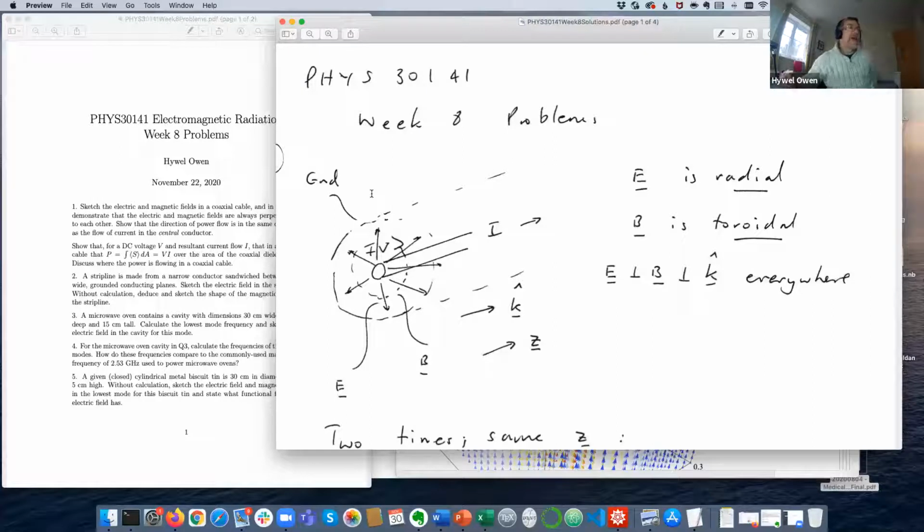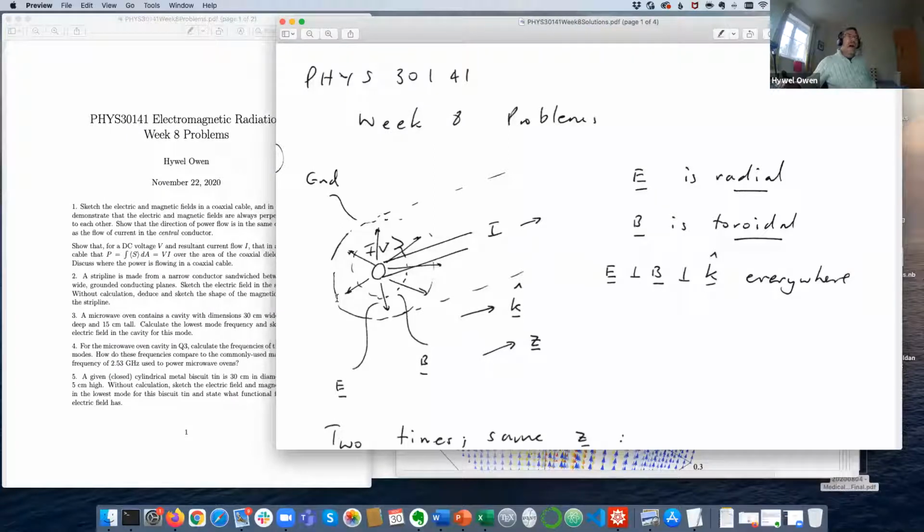The current is flowing along the central conductor, and that defines our Z direction. Of course, that is perpendicular to the electric and the magnetic field, again, everywhere within the dielectric material. Now, the interesting question here is where is the power being carried in this situation? So let's look at 2 situations. I'm going to look at 2 particular times.